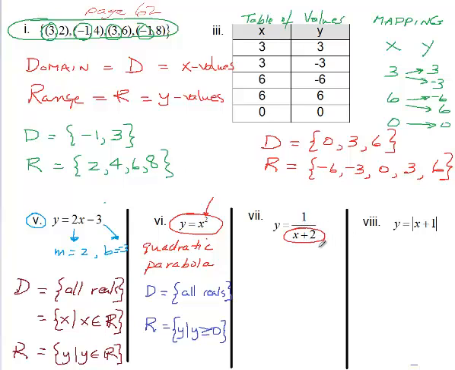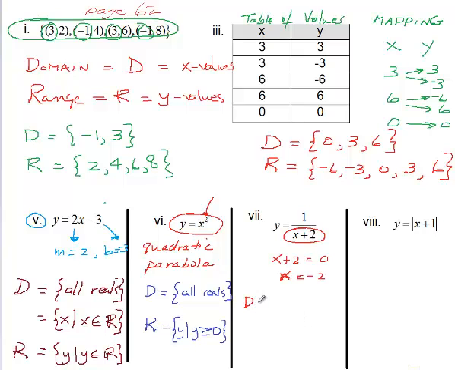So I have an x in the denominator. What would make that 0? When you have x plus 2 in the denominator, what would make that 0? Yeah, that's right, negative 2 would make that 0. So that means x cannot be negative 2. It can be every other x value, but not negative 2.